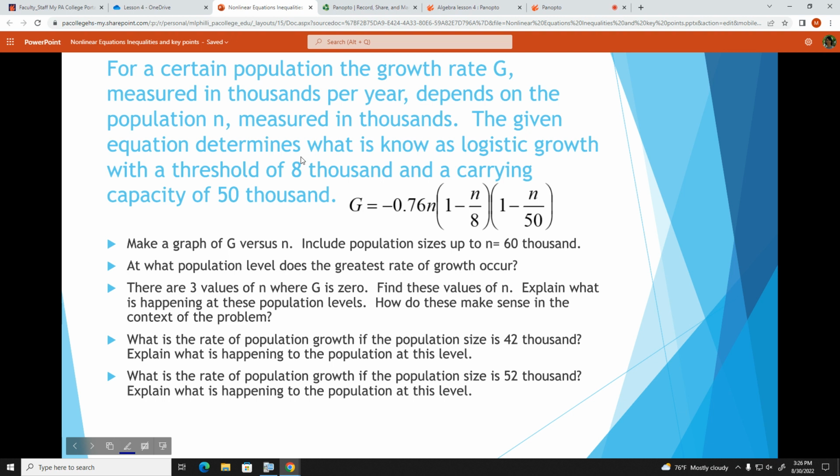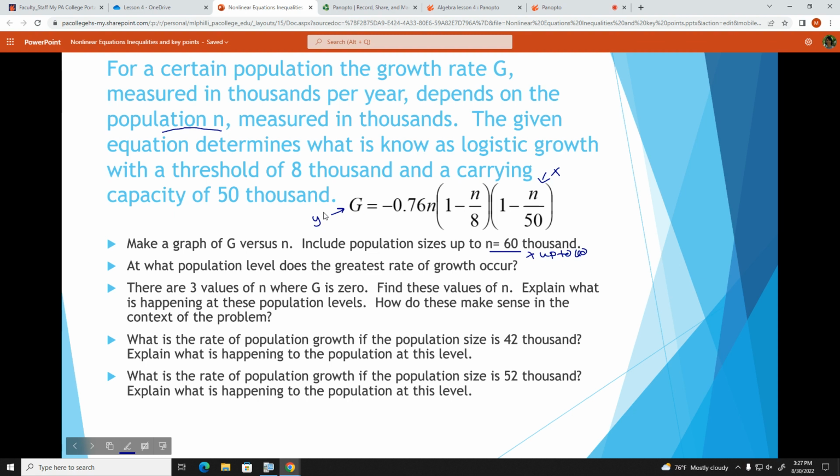First thing that it asked me to do is to make a graph of G versus N and include population sizes up to 60,000. Okay. So populations and growth seems like it would be positive values, but I actually don't know because maybe a population could shrink and have a negative value. What I do know is that N, I'm told, is the population. So when it tells me N up to 60, this is really my X because I'm going to end up typing X for these when I go to type this on my calculator. X up to 60. All right, and I see that G, which is the growth rate, is going to be my Y value.